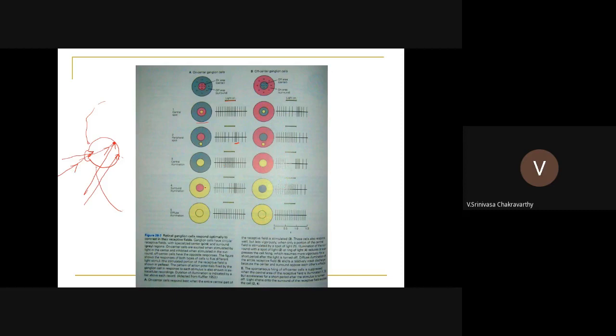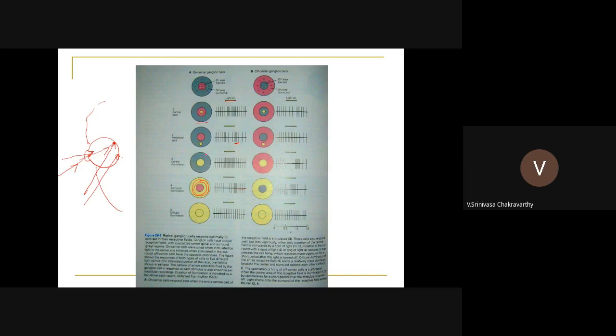Now in this case, the light is completely filling the periphery. Yellow is the light, so it fills the entire periphery. If you do that, again the firing completely pauses for a little while. Then it picks up, and again there's a rebound once the light is stopped, and then it comes back to normal. In this case, the light is filling the entire receptive field, and then there's no change in firing.